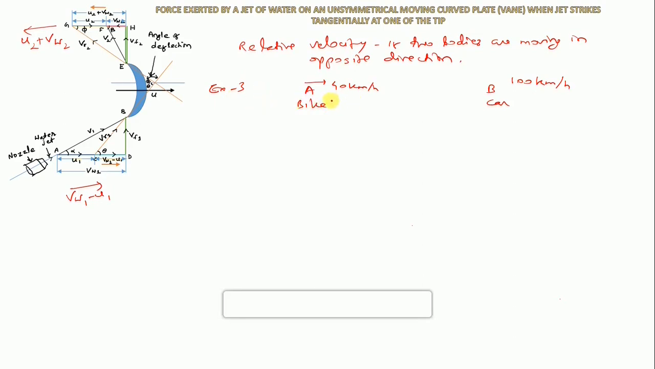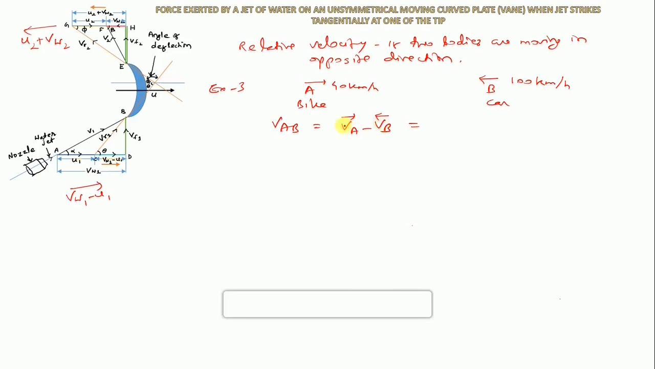Suppose in example 3, there are two objects A and B. Suppose A is a bike and B is a car. Both are moving in opposite directions. That means A is moving in this direction at 40 km/h and B is moving in this direction at 100 km/h. Then we have to find the relative velocity of A with respect to B. So VAB is equal to VA minus VB.